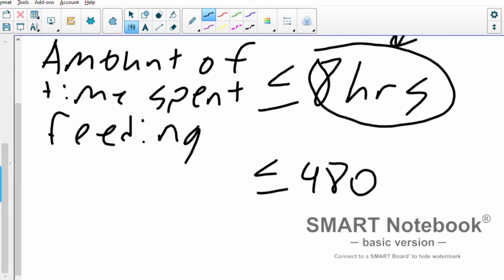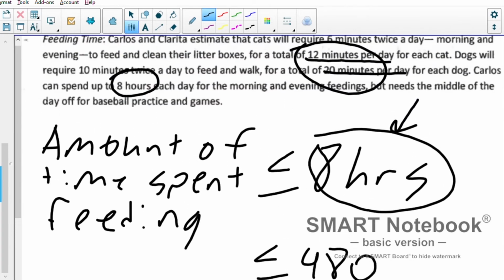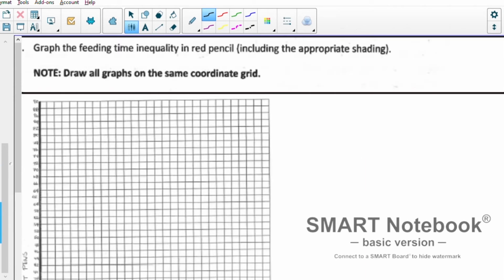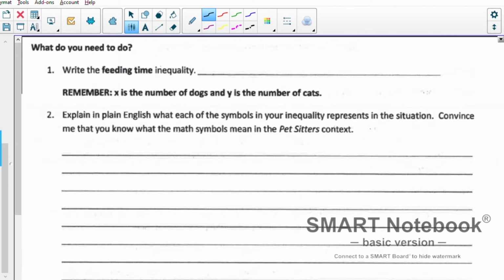All right, now we need to calculate the amount of time spent feeding. We know that X stands for the number of dogs that we have. It takes 20 minutes for each of those dogs, so the total time spent feeding dogs is 20x. Y is the number of cats, and it takes 12 minutes a day for each cat, so 12 times Y is going to be the amount of time spent feeding each cat. So we get 20x plus 12y is less than or equal to 480. All right, so going to page 2, I'm going to write 20x plus 12y less than or equal to 480.